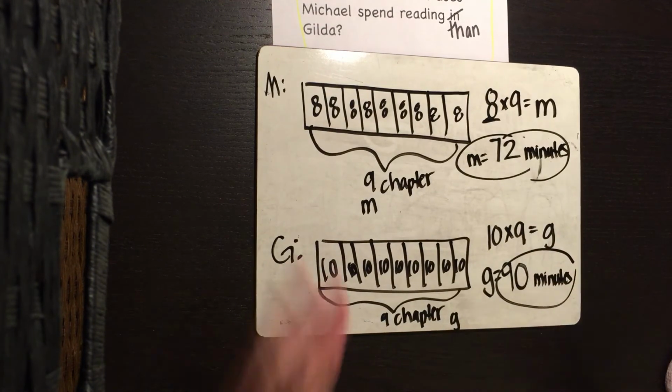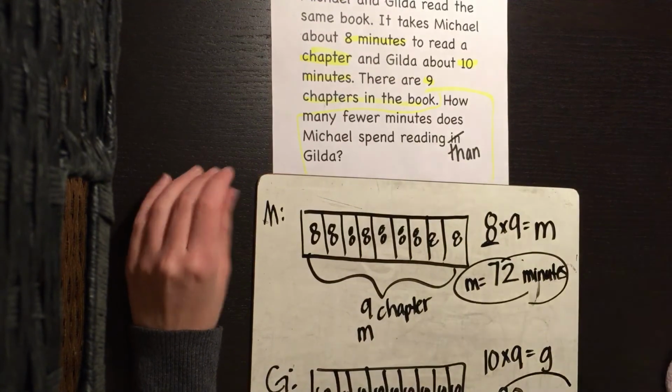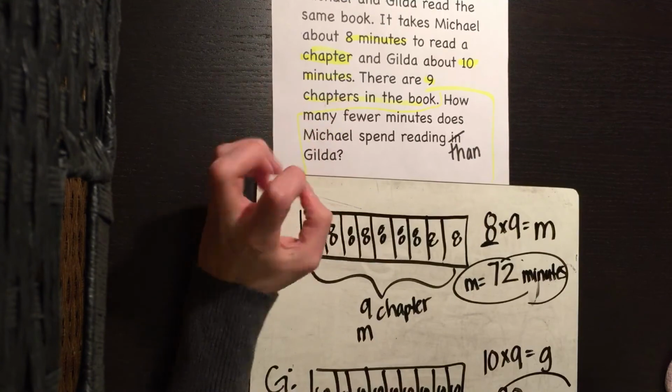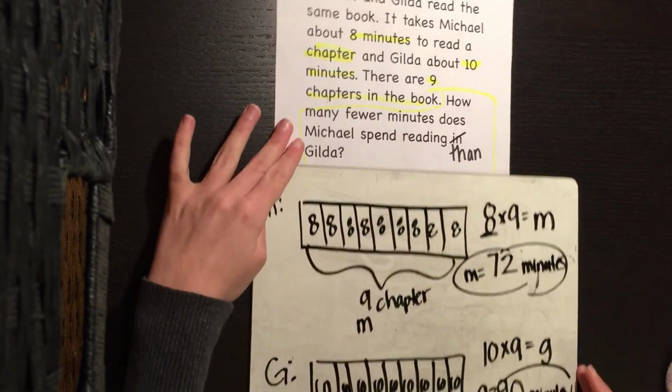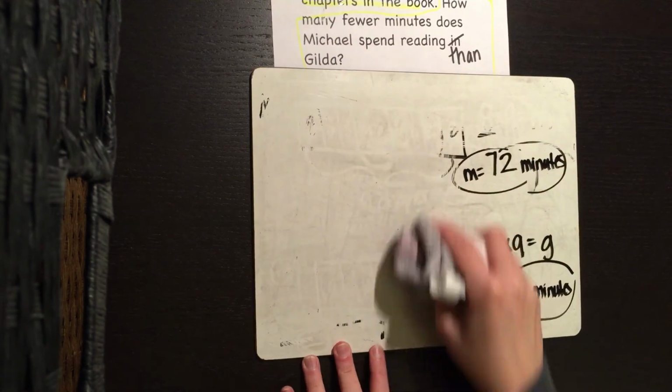So I'm done, right? No, I still have to answer my problem. How many fewer minutes does Michael spend reading than Gilda? Fewer minutes, fewer minutes. Oh, fewer, that means I need subtraction. Okay, subtraction. So Michael was 72 minutes and Gilda was 90 minutes.